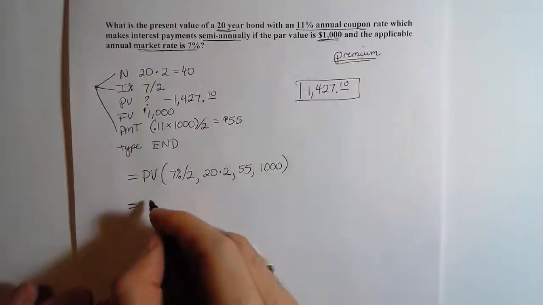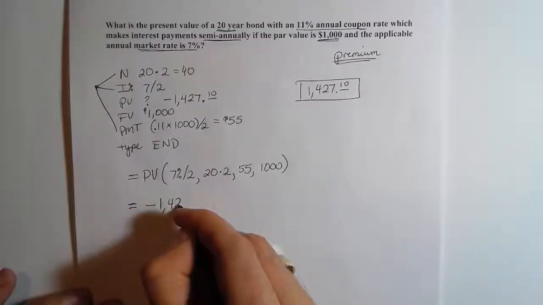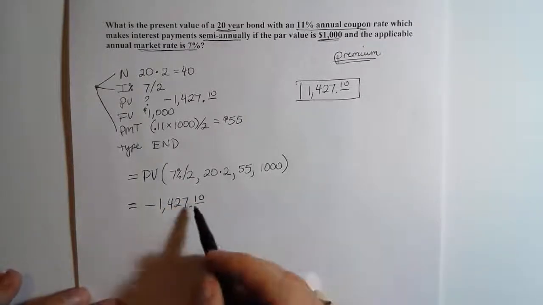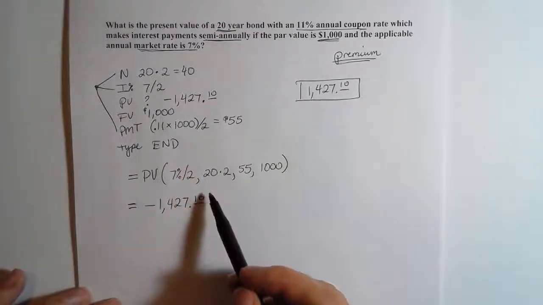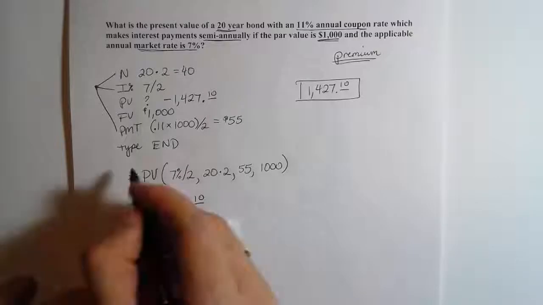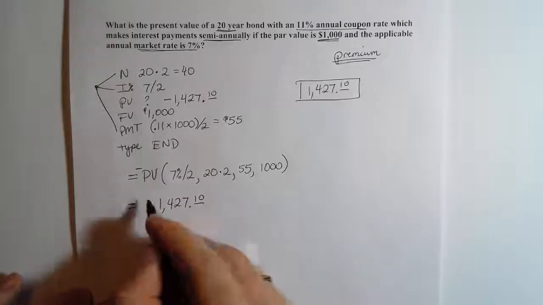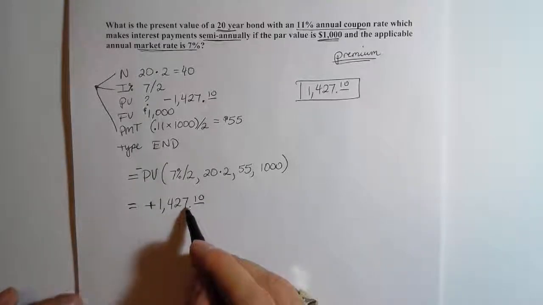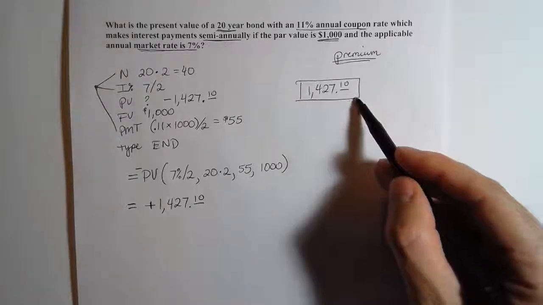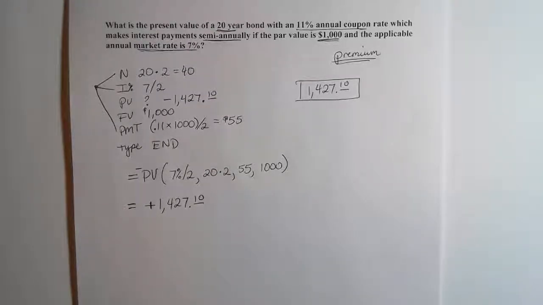Okay, so if you paused the video and tried that in Excel, what you should have gotten is negative $1,427.10, which is what we got before, so that's good. But then notice that we've got this negative sign here. So if you're doing this in Excel and you wanted this to be positive, what you would need to do is insert a negative sign in your formula between the equal sign and the PV, and then that would give you a positive result of $1,427.10, which matches what we got up here as our answer, and it is of course still the premium, which is what we determined that it should be. And that is how you find the present value of a bond. I recommend that you try some other examples and see how you do.